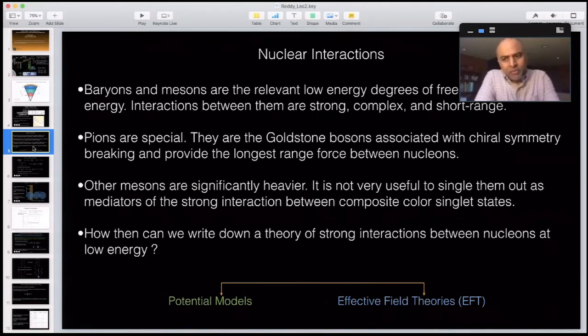The old approach is called potential models, where you just write down a potential for the interaction between nucleons as a function of the distance between the two particles, or in momentum space as a function of momentum. And a more modern approach in the last 15 or so years has been to use an approach called effective field theory for low energy nuclear interactions, which we shall briefly discuss.